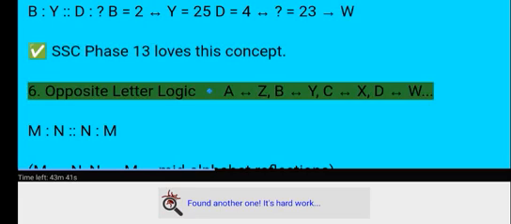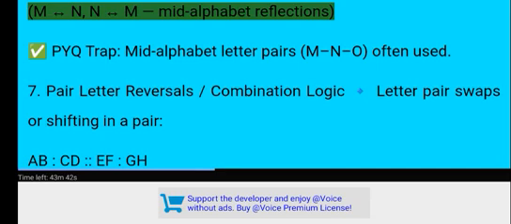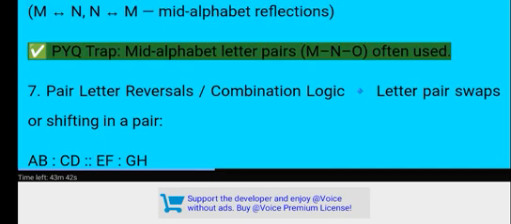6. Opposite letter logic: A ↔ Z, B ↔ Y, C ↔ X, D ↔ W. M ↔ N, N ↔ M. Mid alphabet reflections are a PYQ trap. Mid alphabet letter pairs like M and O are often used.